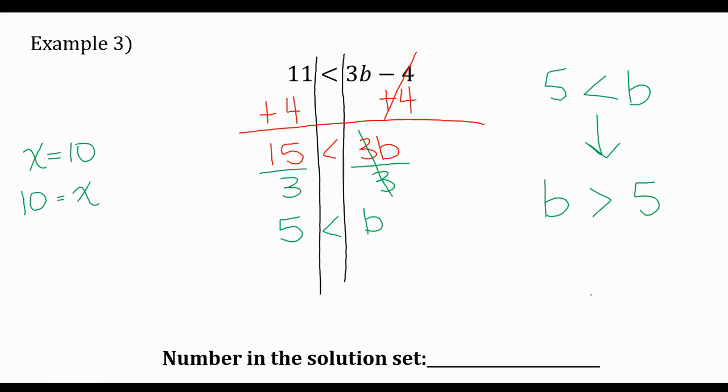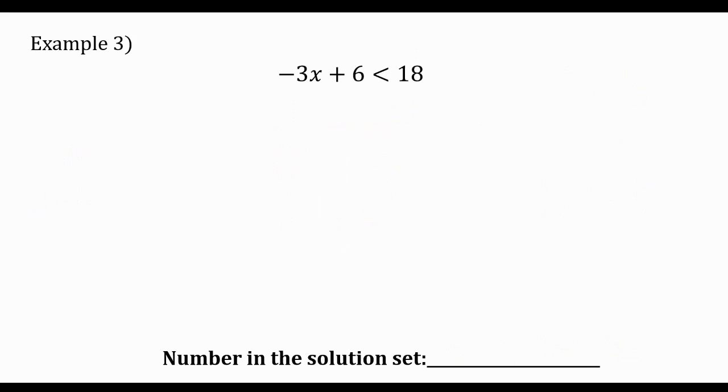So numbers in this solution set are any number greater than 5. Remember, 5 is not included here. So 6, 7, 10, 20, and so on. Okay, let's take a look at one more example. So let's draw those train tracks.